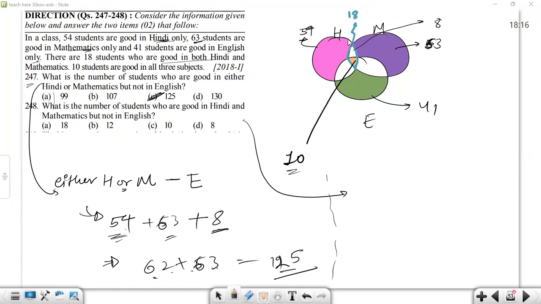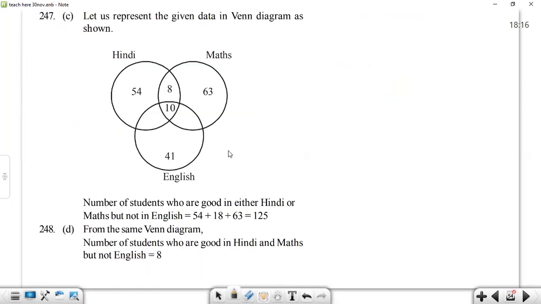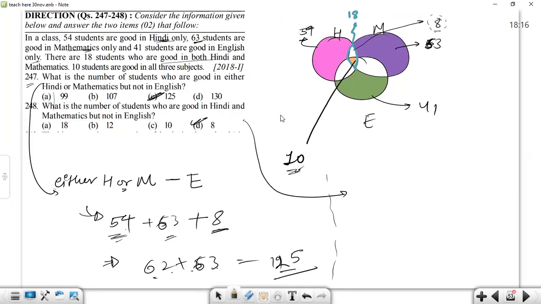Good in Hindi and mathematics, so both, the intersection set, but not in English. So these are the number of students who are interested in English, so they have to be subtracted. So 18 minus 10 becomes 8. Clear? So this can also be preferred. C and D are the correct answers.